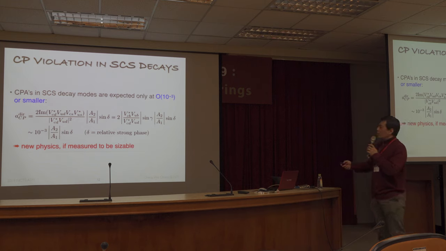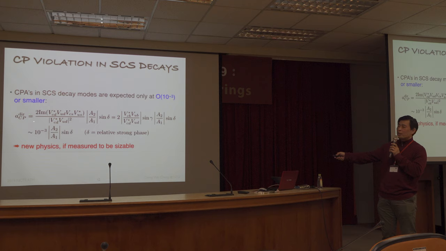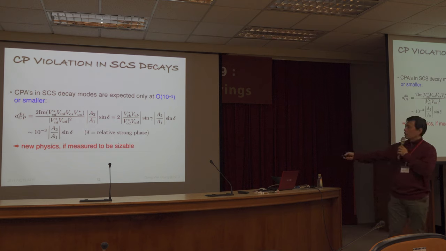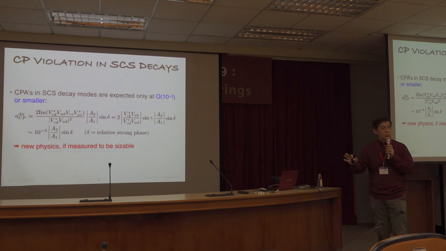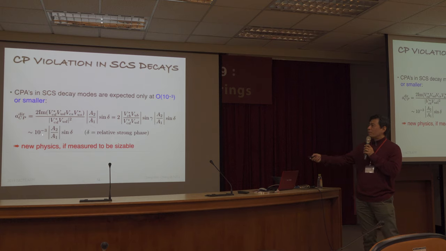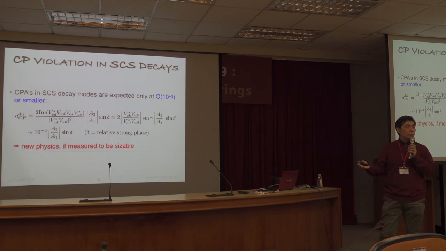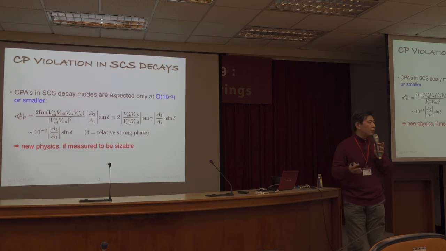After some simple algebra, you can calculate the direct CP asymmetry in this case. As I said, as long as you have these combinations, the CP asymmetry is proportional to the imaginary part of this special Wolfenstein combination, and you can simplify it and find that it's at most at the level of 10 to the minus 3. So it's pretty small. Compared to the B meson system, where usually you have a few to a few tenths of percent of CP asymmetry, here it's pretty small. It's at a per mil level. So if some channel is measured to have a sizable CP asymmetry, of course you suspect that there might be some new physics at work.